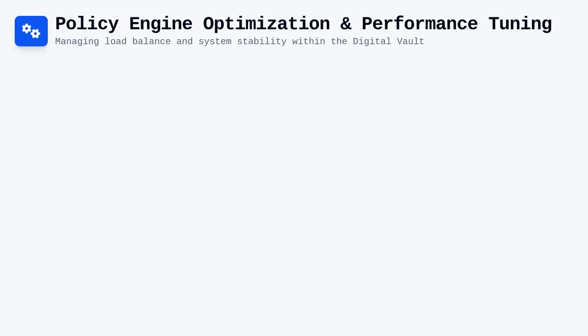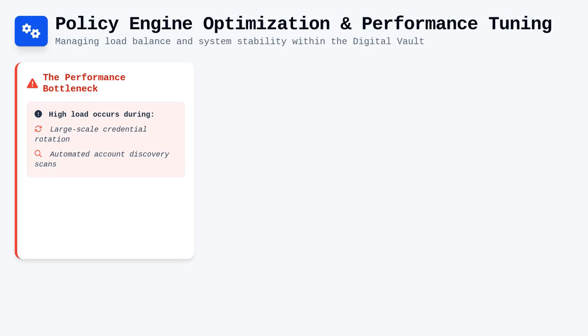The policy engine often represents the most significant load on the digital vault, particularly during large-scale credential rotation or automated account discovery scans. If these operations are not synchronized, you can inadvertently overwhelm the database, leading to slow query responses that affect all other users.